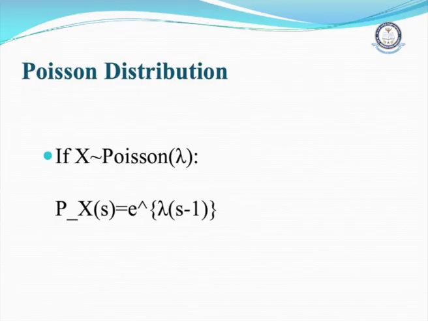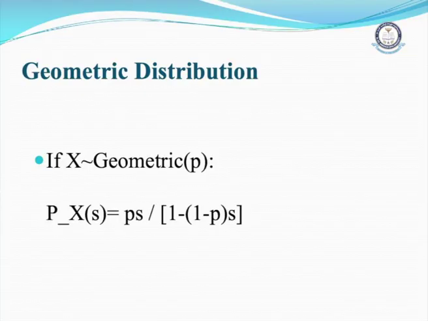Again we are taking another discrete distribution, that is Poisson. What is the Poisson distribution probability mass function? That is e^(-lambda) lambda^x by x factorial. Here also there is only one parameter, lambda. After applying the generating function to this probability mass function, we get e^(lambda(s minus 1)).